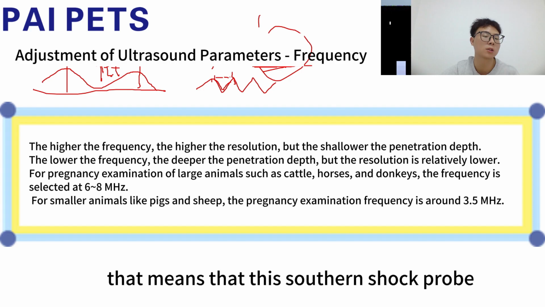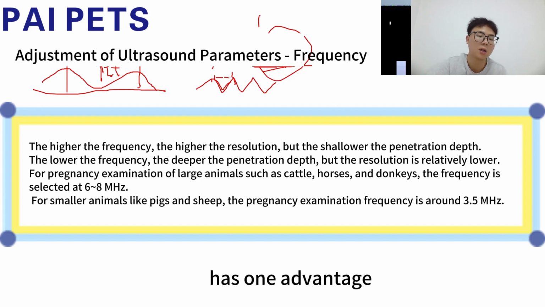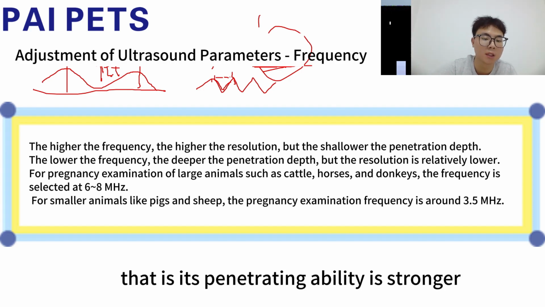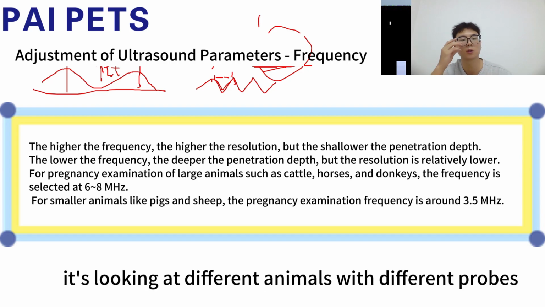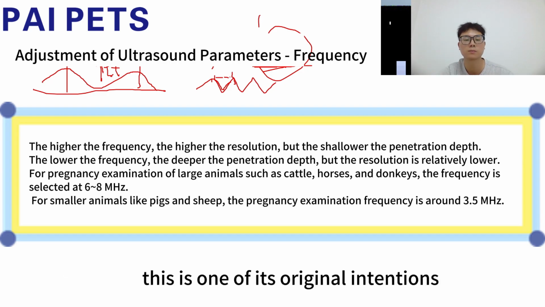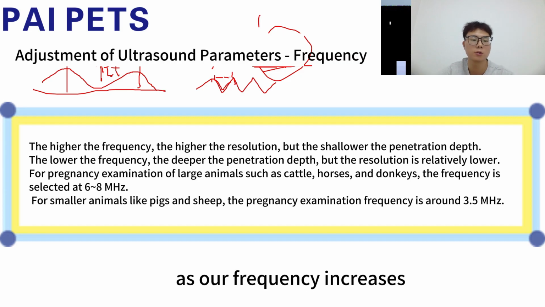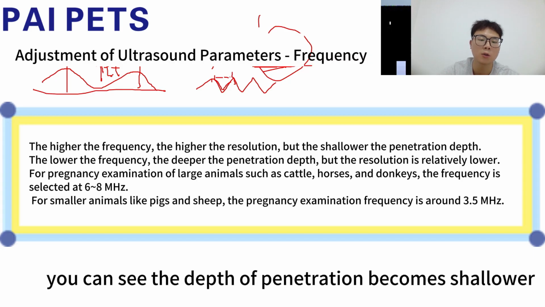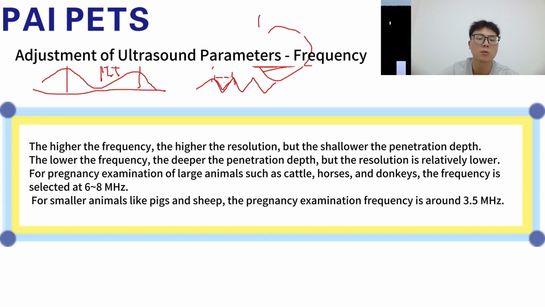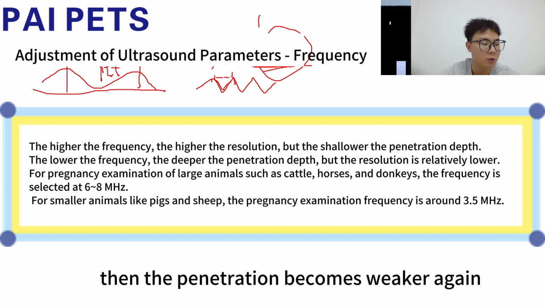That means that this convex probe has one advantage: its penetrating ability is stronger. You get the idea. It's looking at different animals with different probes. This is one of its original intentions. As our frequency increases, the weaker our ability to penetrate; you can see the depth of penetration becomes shallower. Then the penetration becomes weaker again.